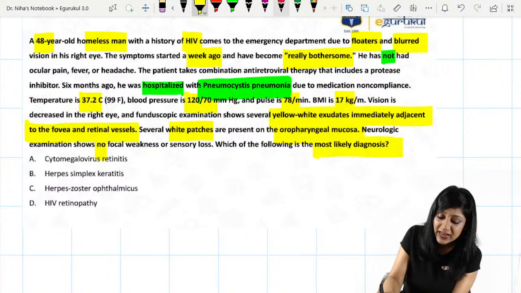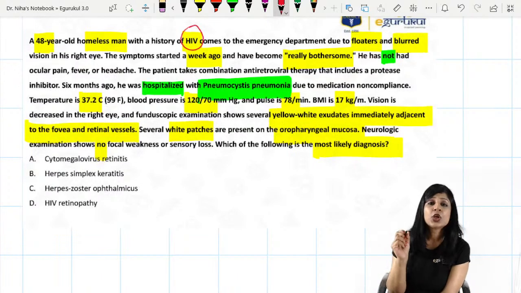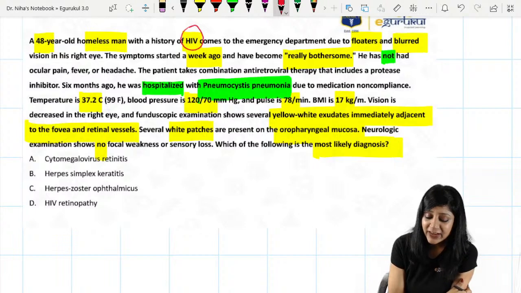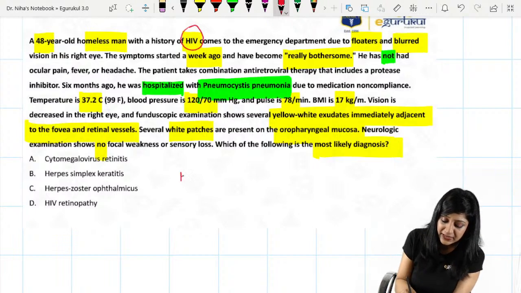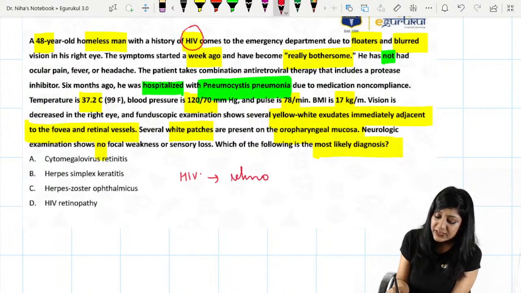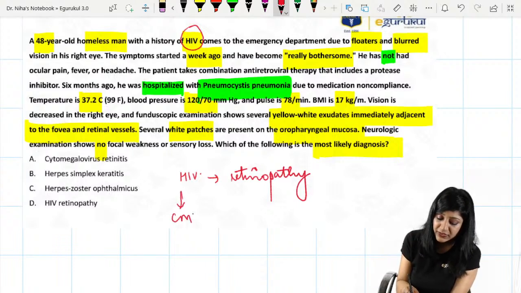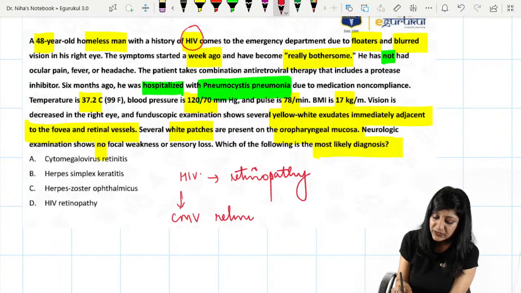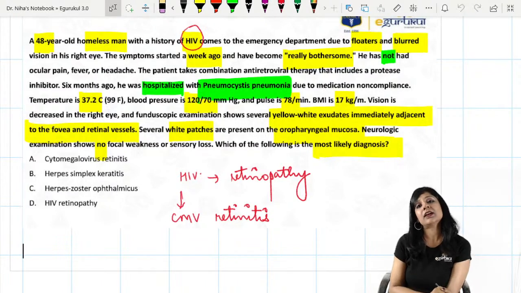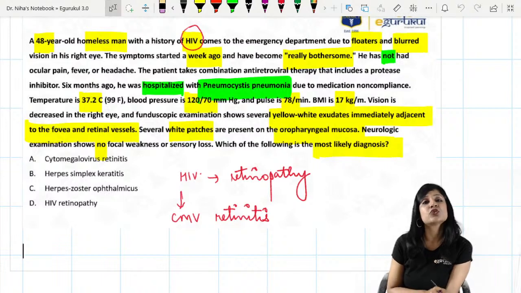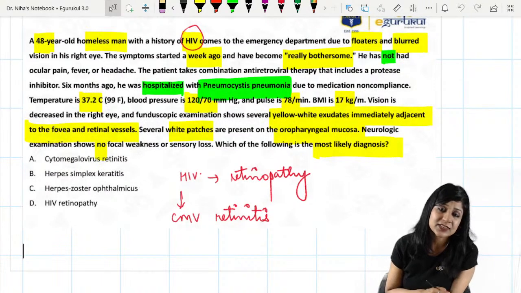First of all, they are saying that the patient is having HIV, right? So, if the patient is having HIV, this patient can have HIV leading to the retinopathy. Now, there is a difference between the HIV retinopathy and, in a patient of HIV, we can also have the CMV retinitis. Okay? So, the most common infection that can occur in the eye in a patient of HIV is your CMV retinitis.